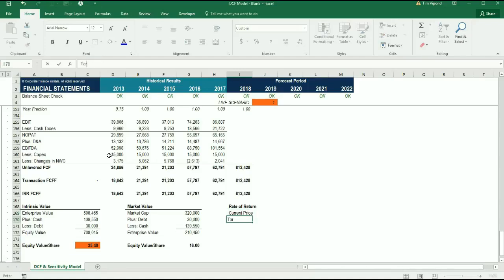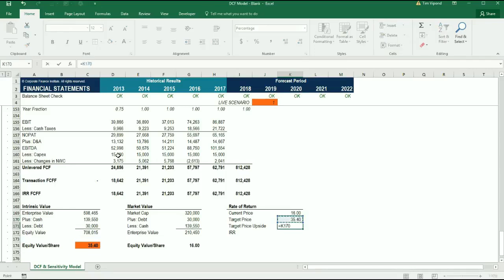Then we'll put our target price, which is the intrinsic value per share that we believe the company is worth. And then we'll have our target price upside. And finally, we'll have the internal rate of return. So we've got a couple of different return metrics that we can look at here. The current price, once again, for ease of reference, I'm going to link here. The target price, as I mentioned, is the intrinsic value per share we believe the company is worth.